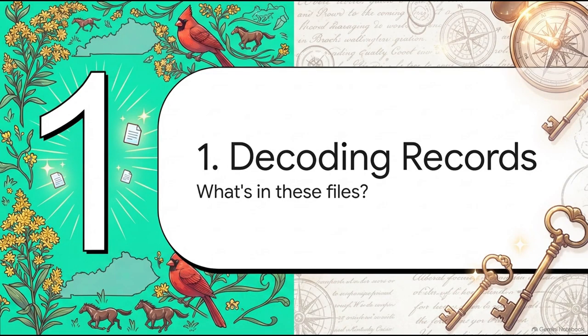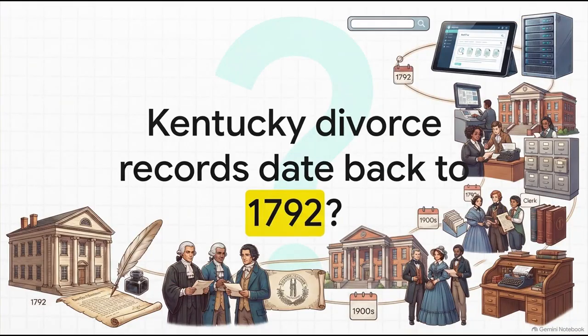Section 1. Decoding Kentucky divorce records. What's actually in these files? To really appreciate the scope of what we're doing, ask yourself this. Did you know Kentucky divorce records actually date all the way back to 1792? It's true. That's the year Kentucky achieved statehood and the very first counties were organized. So your hunt isn't just restricted to a modern digital folder. This search can literally span centuries.